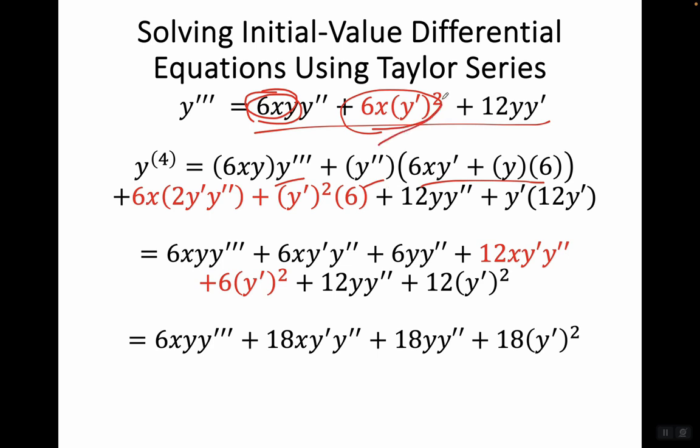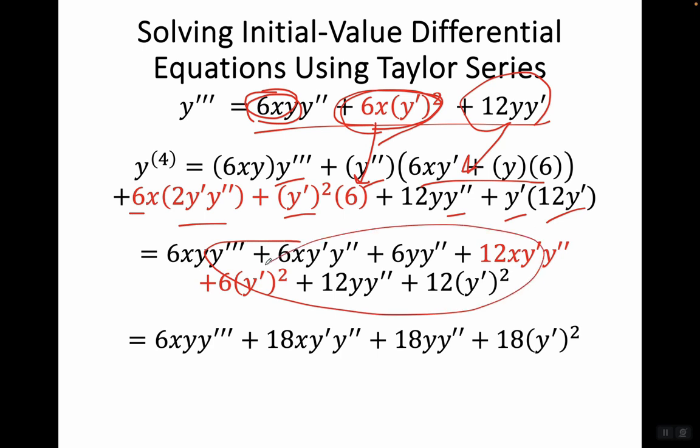The derivative of this by product rule is going to be the first, 6x, times the derivative of the second, that's going to be 2y prime, y double prime by the chain rule, plus the second, y prime squared, times the derivative of the first. Derivative of 6x is just going to be 6. And the derivative of 12y y prime by product rule is going to be the first, 12y, times the derivative of the second, y double prime, plus the second, y prime, times the derivative of the first. That's 12y prime.